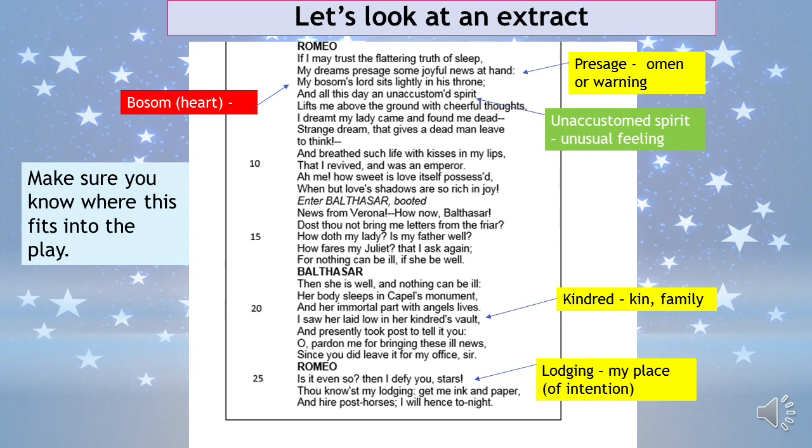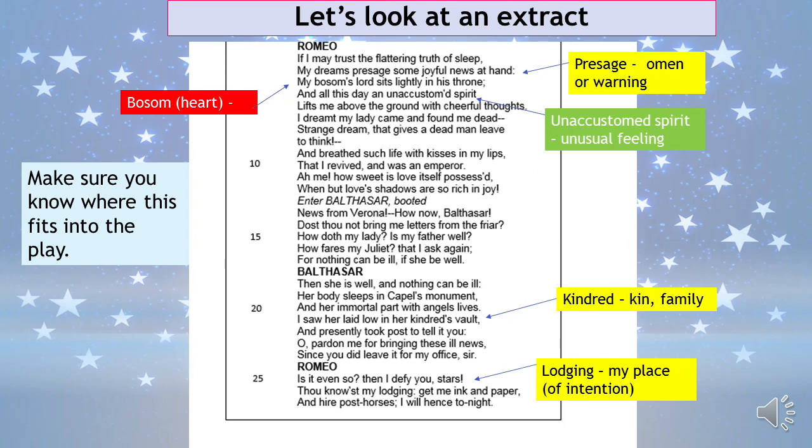If I may trust the flattering truth of sleep, my dreams presage some joyful news at hand. My bosom's lord sits light in his throne, and all this day an unaccustomed spirit lifts me above the ground with cheerful thoughts. I dreamt my lady came and found me dead. Strange dream that gives a dead man leave to think, and breathed such life with kisses in my lips that I revived and was an emperor. Ah me, how sweet is love itself possessed, when but love's shadows are so rich in joy.